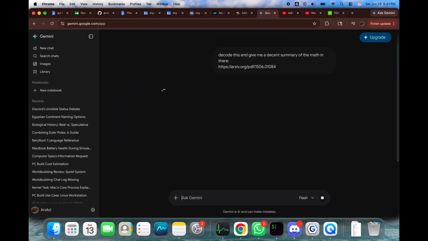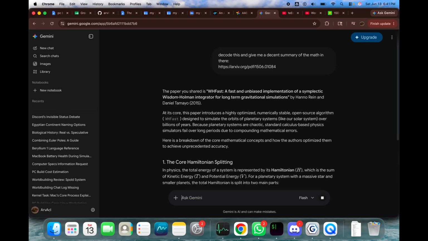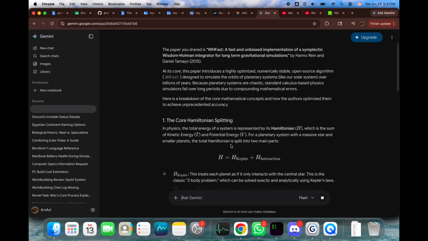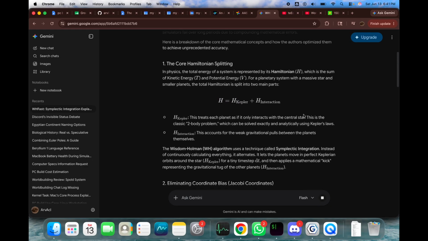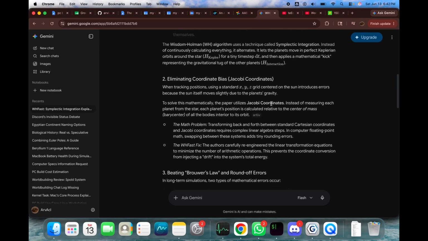Yeah, okay. Okay, great. Okay, yeah, so core Hamiltonian splitting, so basically, yeah, it splits into the Kepler and interaction Hamiltonians. Wisdom-Holman symplectic integration. I said symplectic, it's symplectic. Continuously calculating everything, it alternates between Keplerian orbits and then kicks. Yeah, that's what it does, basically.